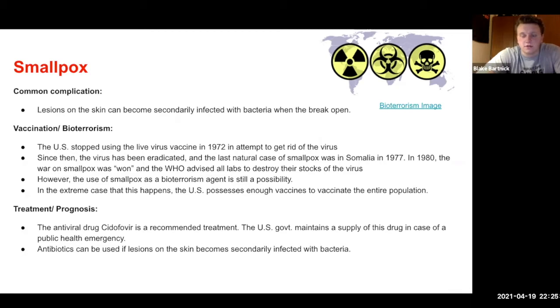And the US government also holds a supply of this drug in case there's a public health emergency or bioterrorism incident that can be used to help reduce symptoms and just prevent the virus in general. And also antibiotics can be used if a complication happened and it was secondarily infected with bacteria. The antibiotics can help fight that bacteria and treat some of the symptoms.